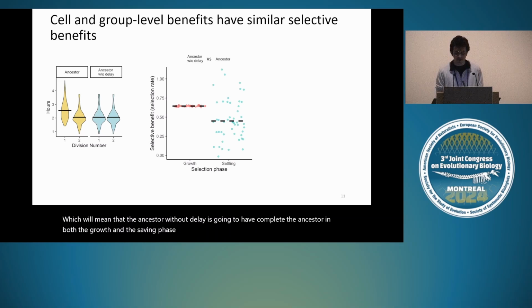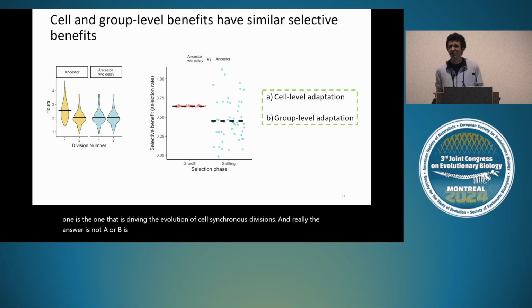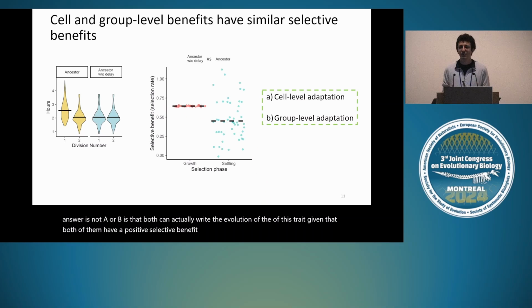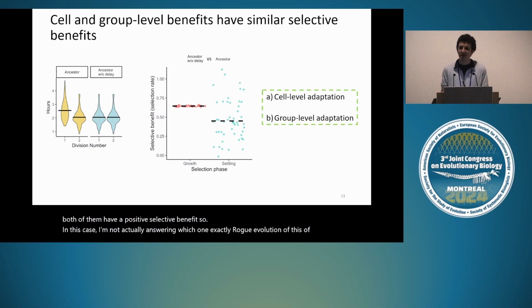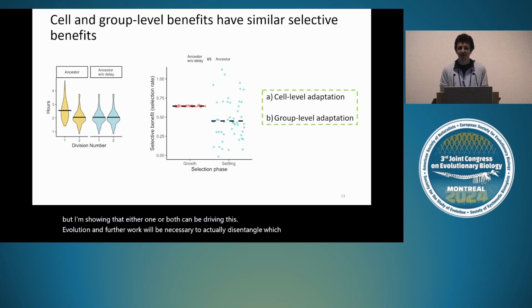So with this information, I can finally answer which one is driving the evolution of synchronous cell division. And really the answer is not A or B, it is that both can actually drive the evolution of this trait, given that both of them have a positive selective benefit. In this case, I'm not answering which one exactly drove the evolution of this trait, but I'm showing that either one or both can be driving this evolution. Further work will be necessary to actually disentangle which one drove the evolution of the trait. So this is really the main takeaway of my results.